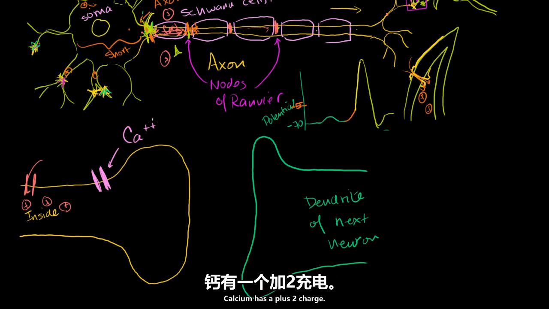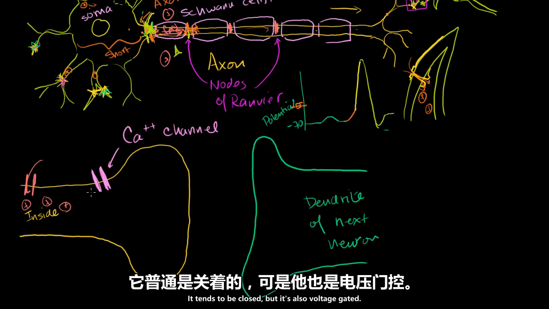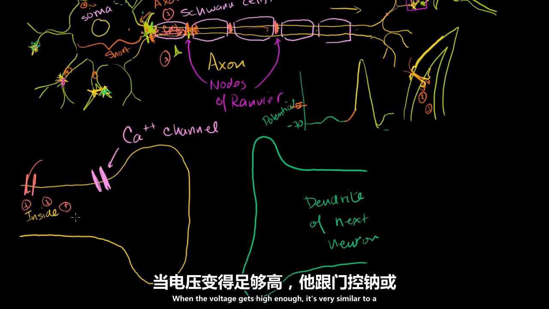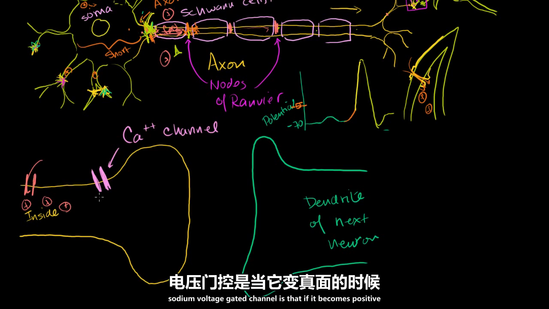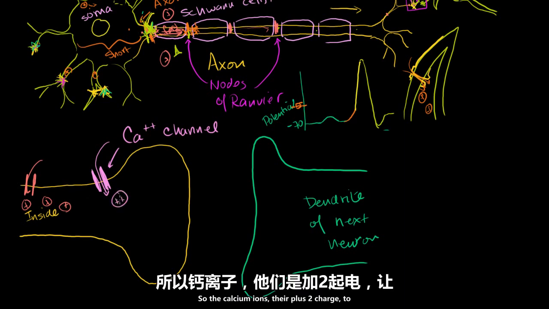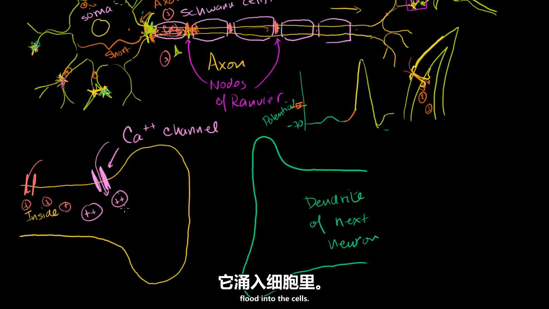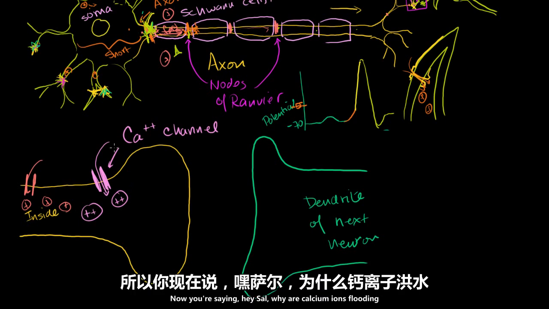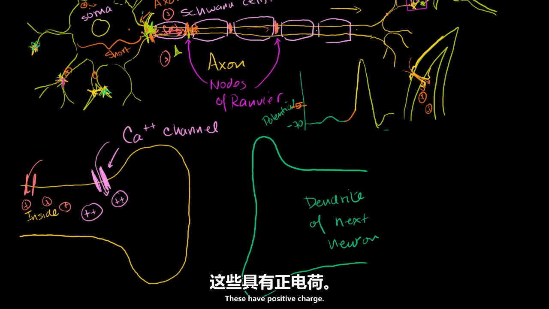Calcium has a +2 charge. Calcium ion channel. It tends to be closed, but it's also voltage gated. When the voltage gets high enough, it's very similar to a sodium voltage gated channel, in that if it becomes positive enough near the gate, it will open up. And when it opens up, it allows calcium ions, which have a +2 charge, to flood into the cells. Now you're saying, hey, Sal, why are calcium ions flooding into the cells? These have positive charge.